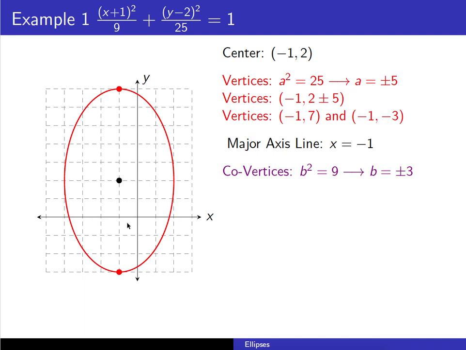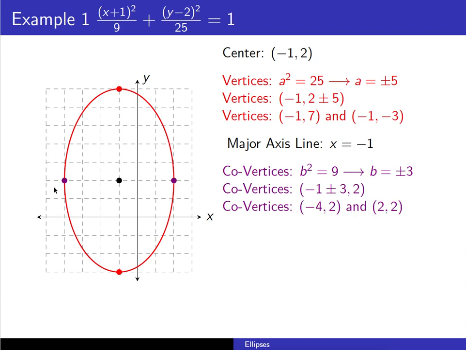Our co-vertices: we're going to find the value of b, but b squared equals 9 means b is plus or minus 3, so we're going to count 3 to the right, 3 to the left from our center. So that's going to add and subtract 3 from the x-coordinate of our center, which, again, if you plot these and get a graph of them, makes it a lot easier to visualize than to try to do everything numerically. But that's going to give us co-vertices at (negative 4, 2) and (2, 2). Our minor axis is going to connect those co-vertices, and we have a horizontal line going through 2 on the y-axis. So our minor axis line is y equals 2.